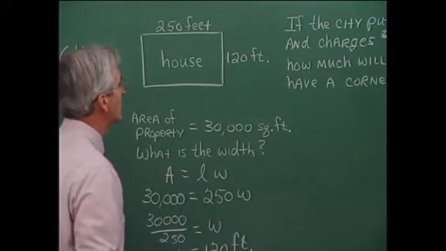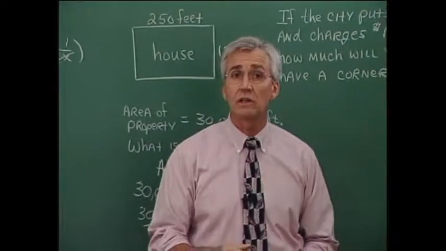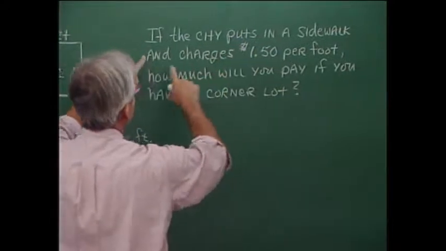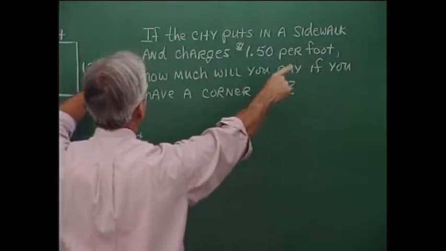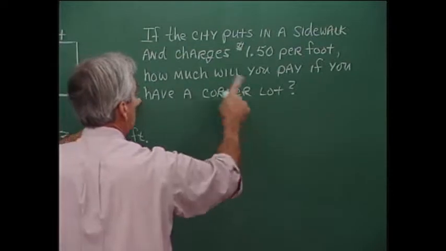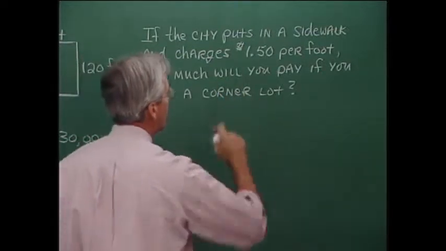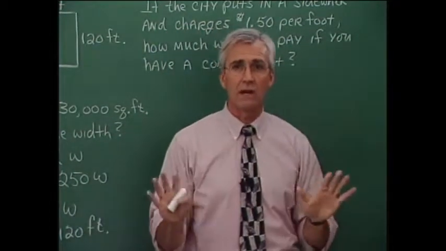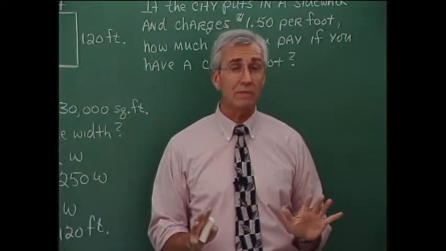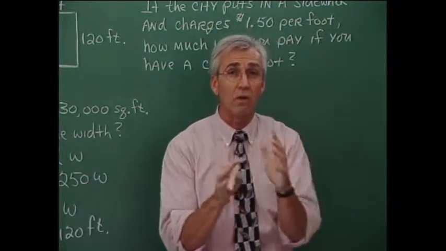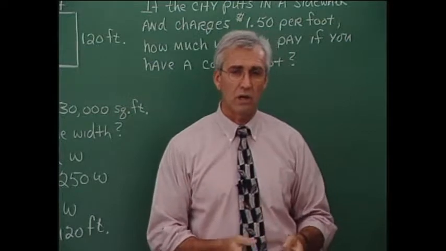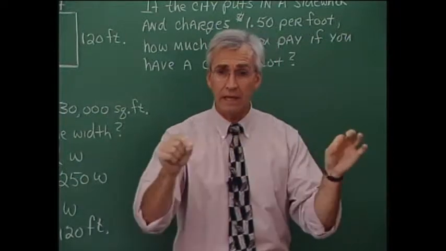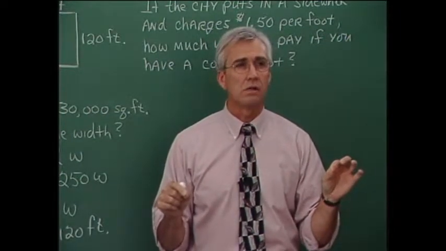Now let's complicate matters a little bit. Let's consider that the city is putting in a sidewalk. If the city puts in a sidewalk and charges $1.50 per foot, how much will you pay if you have a corner lot? $1.50 per foot. Now this is $1.50 per linear foot. We're not talking about the area of the sidewalk here. We could be talking about that. We kind of have to know how wide the sidewalk is and then we can find its area. That would be more complicated still. But this has only to do with the measurement of the length and width of our corner lot.